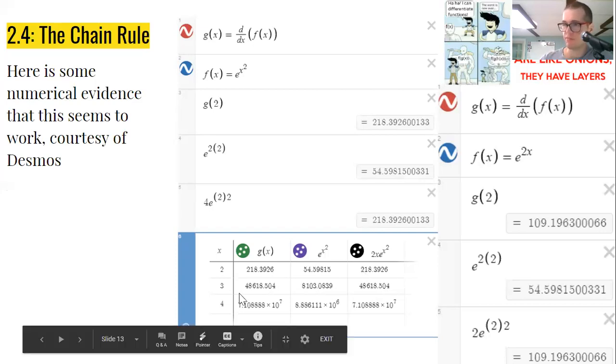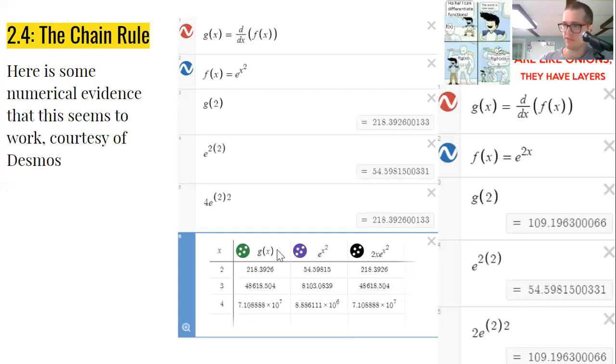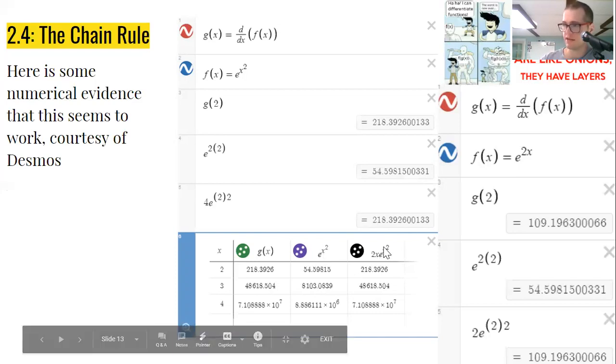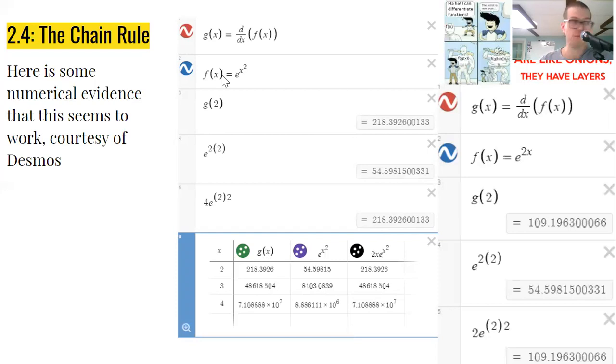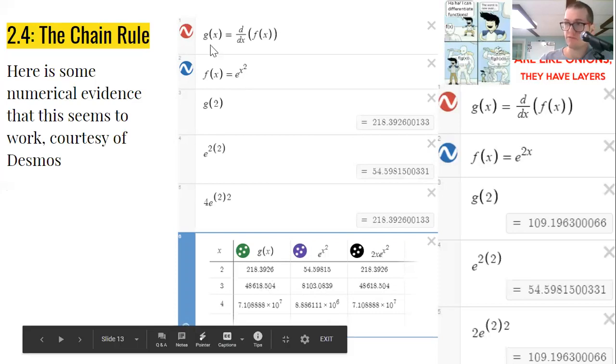So what I did is I went and made a table of g of x, e to the x squared, and 2 times x times e to the x squared. Remember, g of x is the derivative of f. So this green column is the derivative of f. This purple column is f. This is what I think the derivative of f is. If you look at the green and the black columns, the numbers are the same.